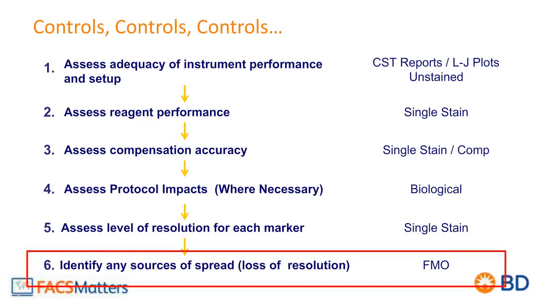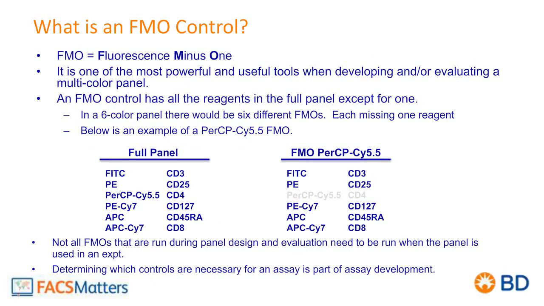So let's now identify sources of spread, errors in spread, loss of resolution that you're seeing in your assay. Remember, even if you've done your compensation perfectly, you might still, in fact will, see a loss of resolution which can impact your assay. How do you identify that and how do you correct for it?